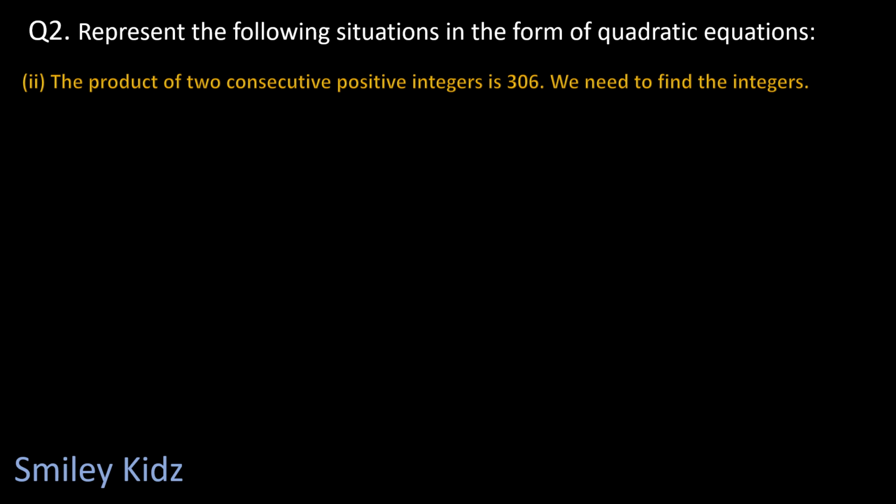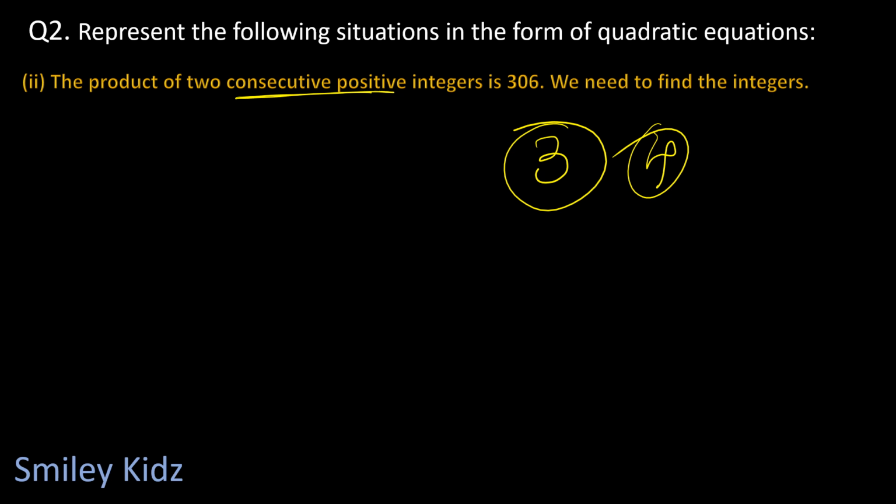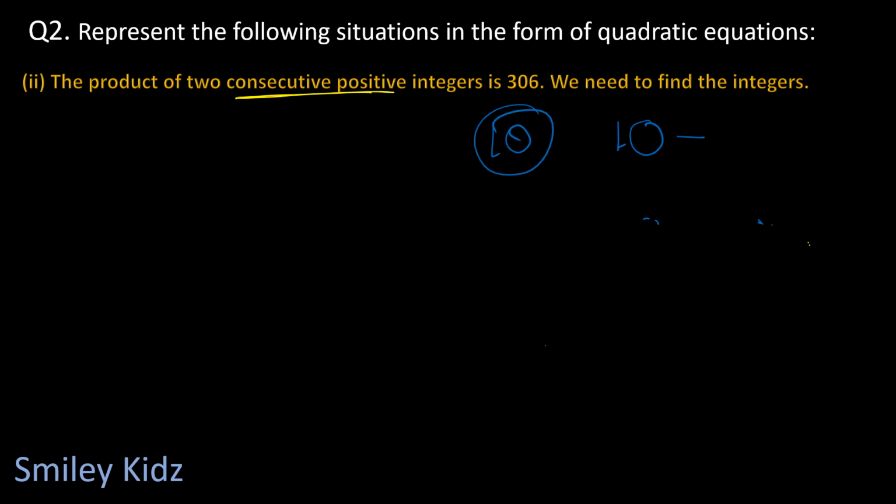Moving ahead, I have the product of two consecutive positive integers is 306. We need to find the integers. Now, what is a consecutive number? Well, if suppose I take a number as 3, the consecutive number of this 3 will be 4. Well, in layman's language, I can say that the consecutive number is basically the next number. Okay, let's suppose say that I have the number as 10. The consecutive number will be 10 plus 1, which is 11, isn't it?